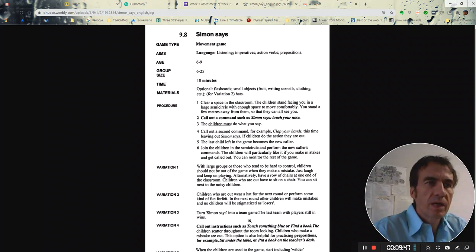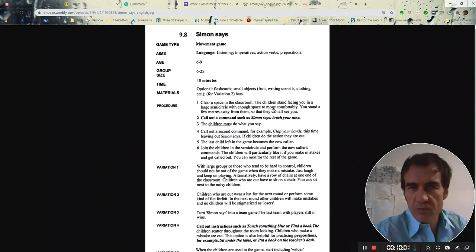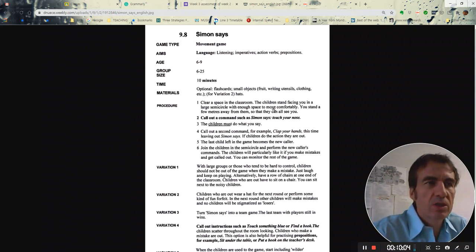So that question, if we go back to Simon Says, it has something like this: clear a space in the classroom. The children stand facing you in a large semicircle with enough space. So you've got several problems there as teacher language. The children is third person. Stand facing you is not the easiest, but I suppose if you use hand signals, look or facing me, that could be simplified. Semicircle, we said, can be made easier. Half circle. With, adding in clauses in a sentence to make it complex is not good. You don't need this comfortably. That's for you to decide, not to tell students.